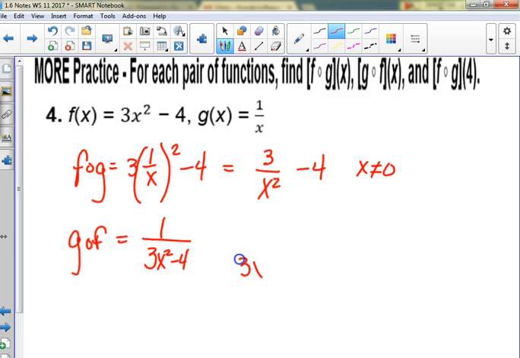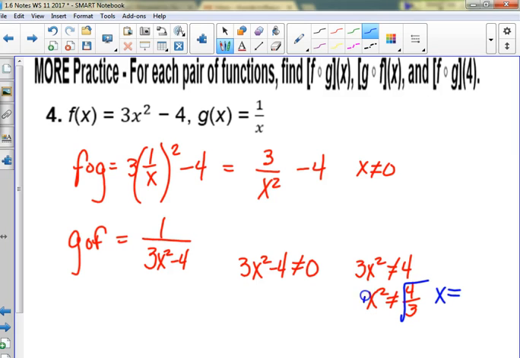Okay. 3x squared minus 4 cannot equal 0. How do we solve that? Because the denominator can never equal 0. Yeah, I would say if we bring the 4 over and divide by 3, then what? Square root. So we get x cannot equal what? Well, square root of 4 over square root of 3.